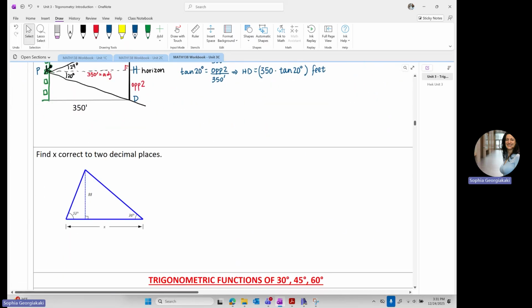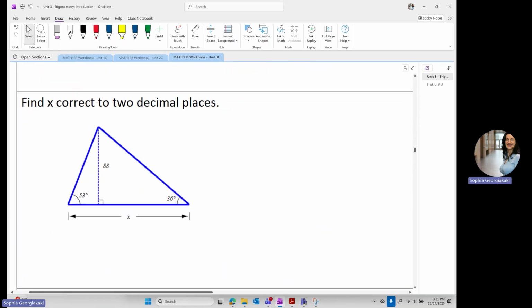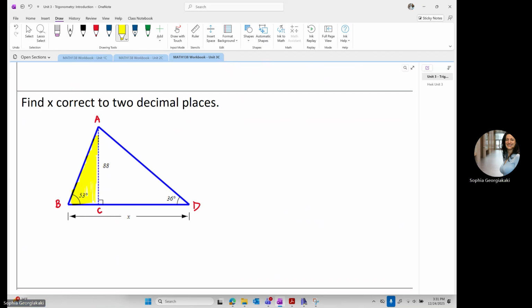The next one is also a problem similar to question 13 of your homework 3.2. Find x correct to 2 decimal places. So again, I need to work with right triangles. So let's put some names. Let's call this A, B, C, and D. I have two right triangles. The one is the triangle ABC, and the other is the one that I haven't highlighted, ACD.